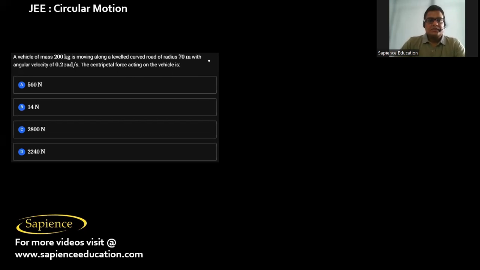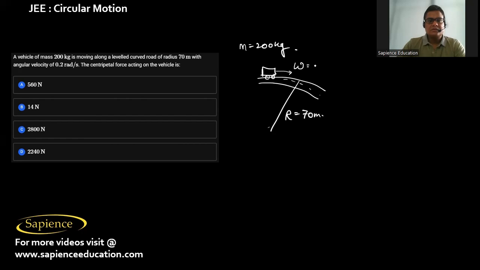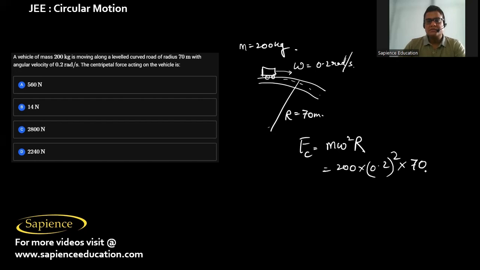So here it is told a vehicle of mass 200 kg is moving along a level curved road of radius 70 meter with angular velocity of 0.2 radian per second. The centripetal force acting on the vehicle is, so the centripetal force we have to find. Centripetal force is given as m omega square r. So this will be m, that is 200 kg, and omega is 0.2 whole square into r is 70.